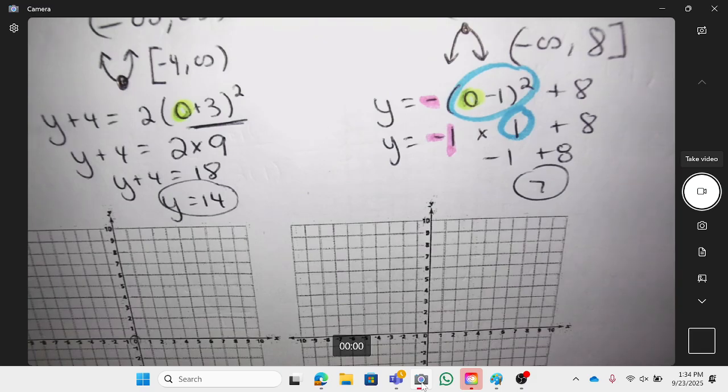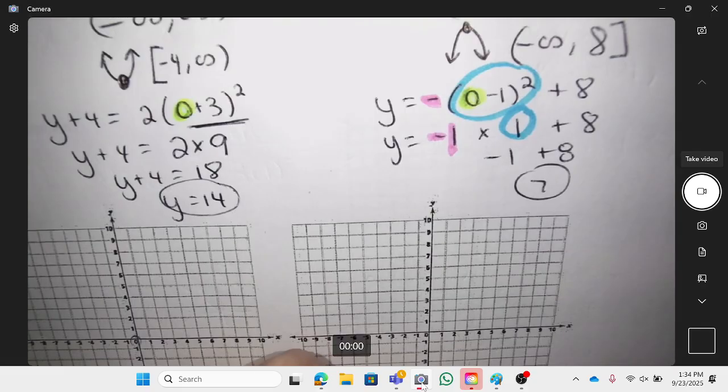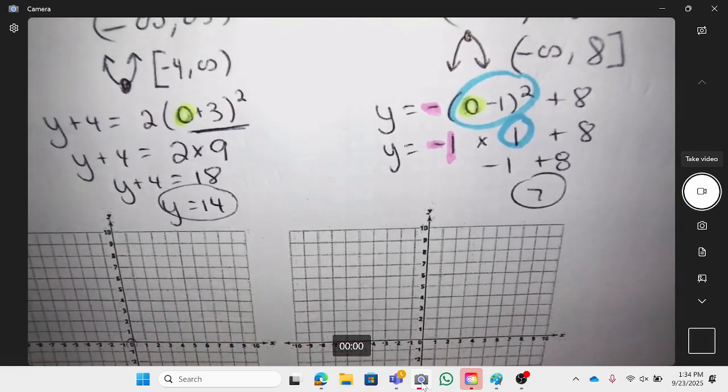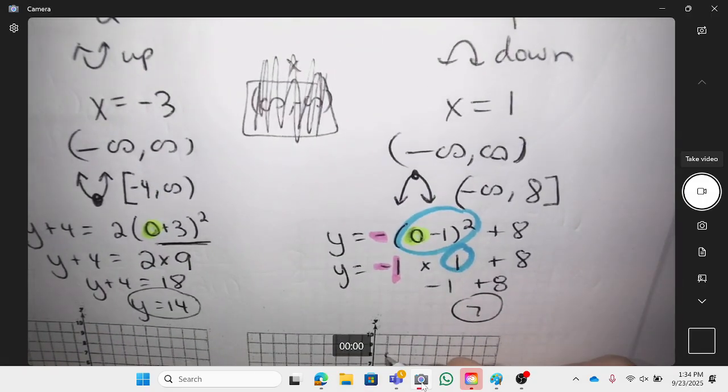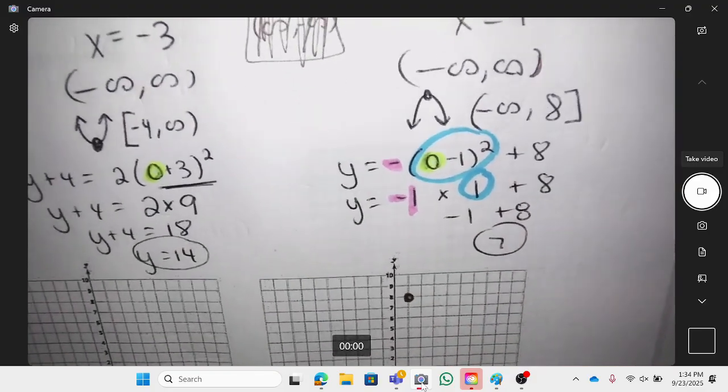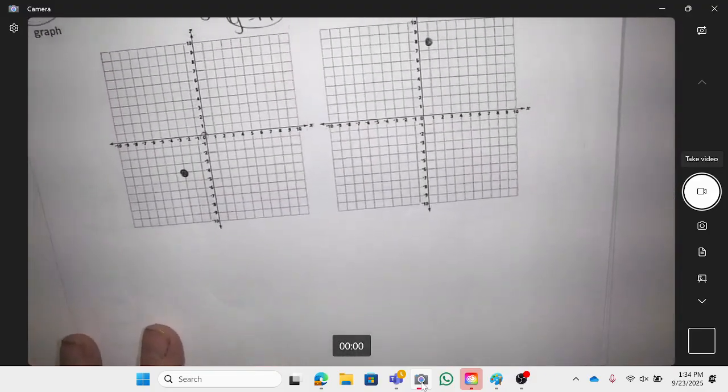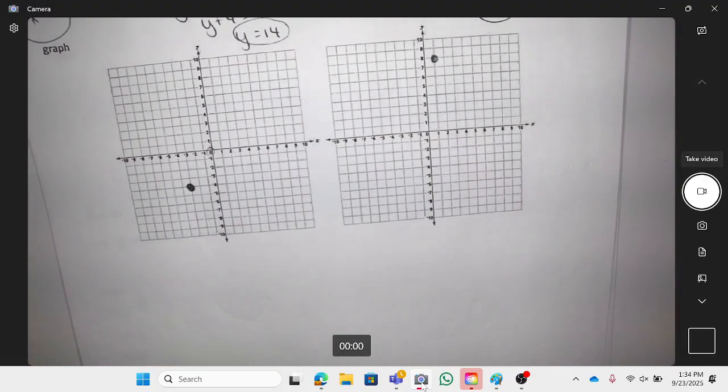All right, graphing. Here we go. Okay, here's your step 1. I did it to both. Step 1, draw a vertex.